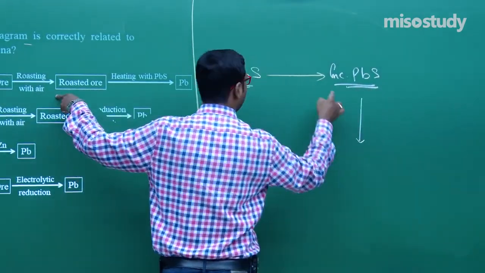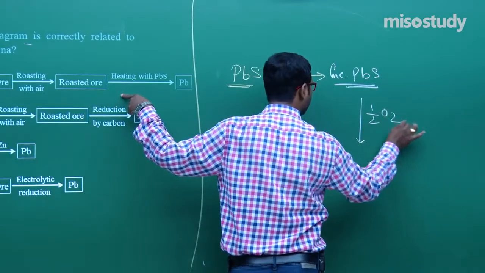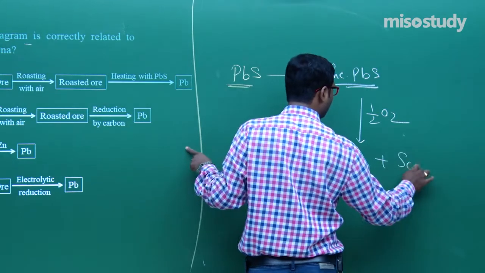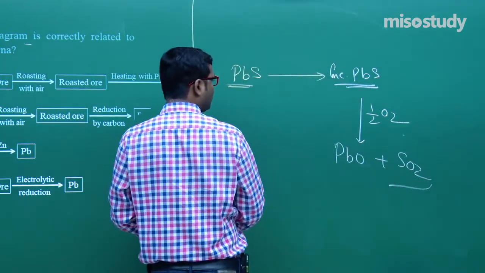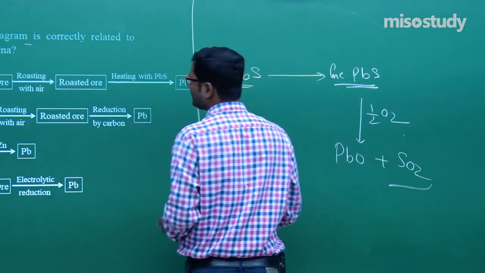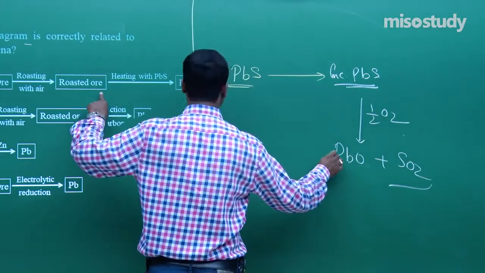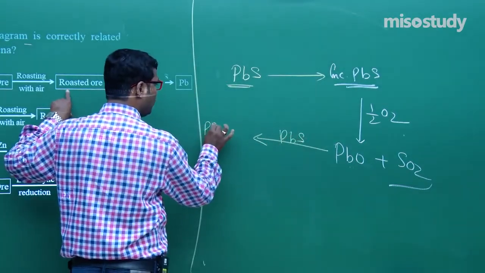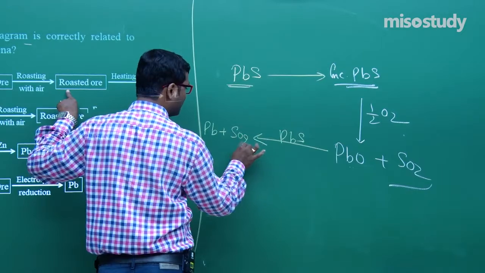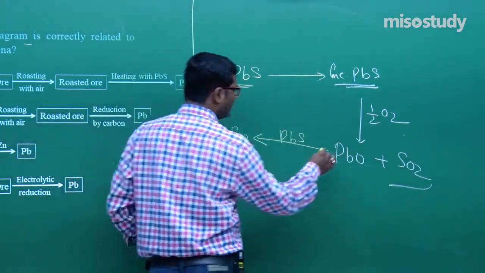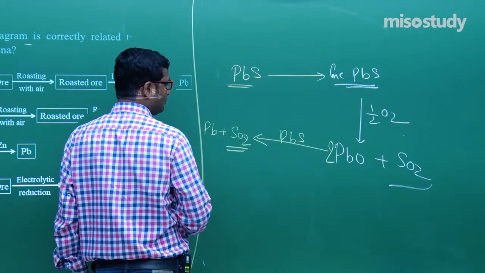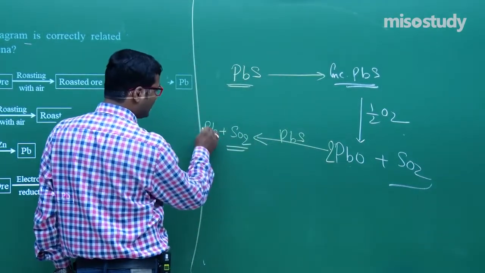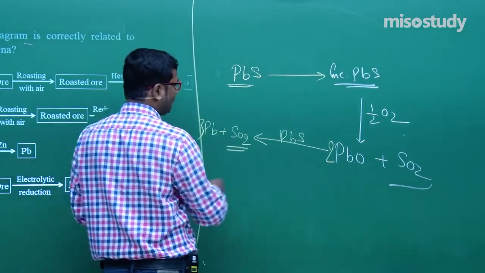Now roasting with air. As we know, for sulfide ore, roasting is the best method. It converts into PbO plus SO2. Now the roasted ore is heated with PbS. This is the roasted ore now. When treated with PbS, it gives you Pb plus SO2. So in this case, 2 PbO plus PbS gives 3 Pb plus SO2.